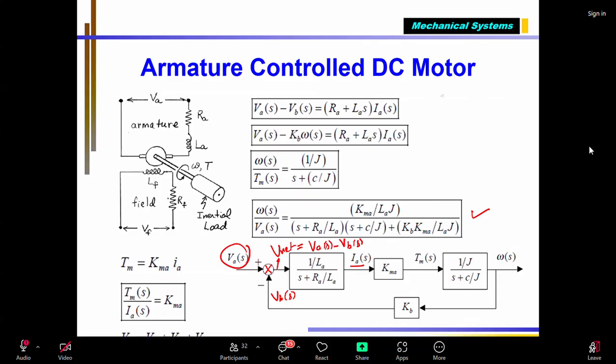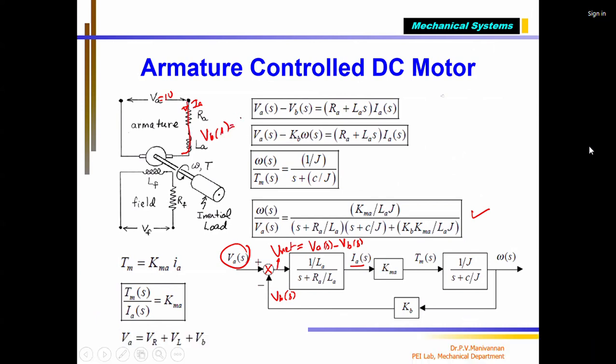The current is supplied to the coil. We supply VA equal to, for example, 10 volts. IA is flowing and is supplied to the coil. Because of that, VB is generated in the coil, which is proportional to KB into omega. This is called the motor constant. The motor constant multiplied by IA is going to give Tm, the motor torque. This is the output of the electrical system, which is given as input to the mechanical system, whose transfer function is 1 divided by (JS plus B).